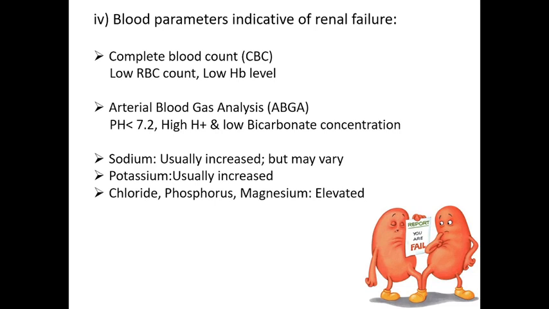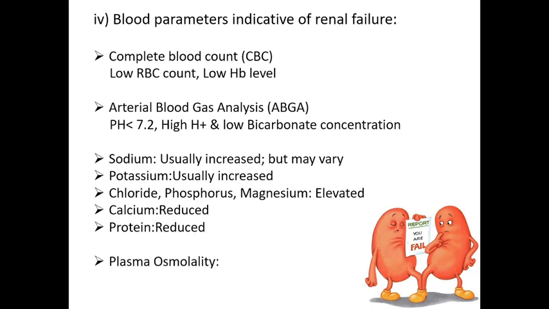Why? The kidneys are unable to excrete these electrolytes, so their blood level will increase. Calcium will reduce. Proteins will reduce. Why? When the glomerulus is damaged, all the proteins will get excreted in urine.